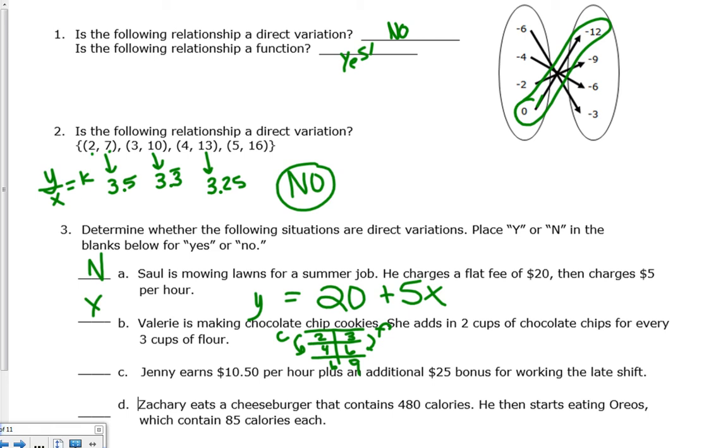Letter C, she earns $10.50 per hour. There's my X, but then it says plus a $25 bonus. So that's a no. Zach eats a cheeseburger that contains 480 calories and Oreos that are 85 calories each. So again, because there's that extra 480 on the end, this is a no as well.